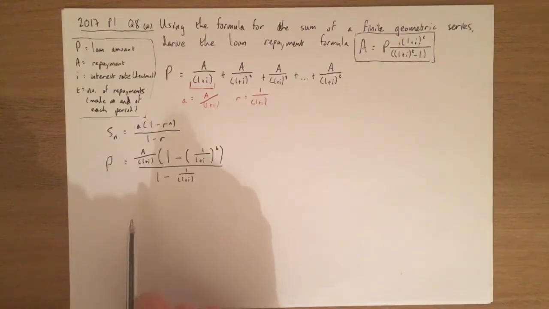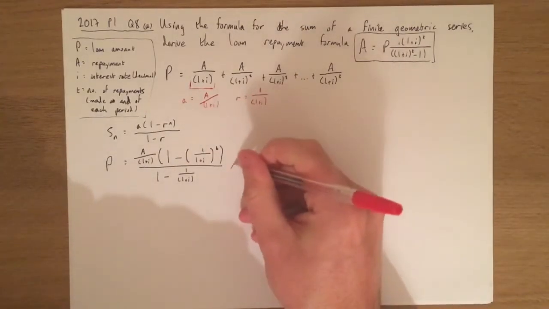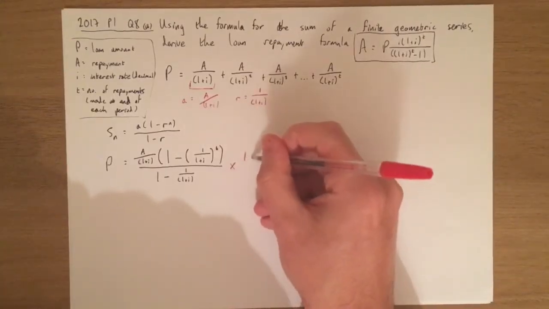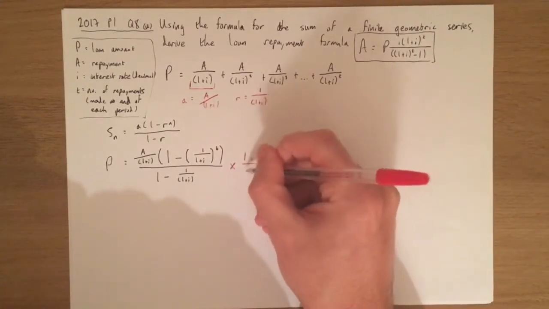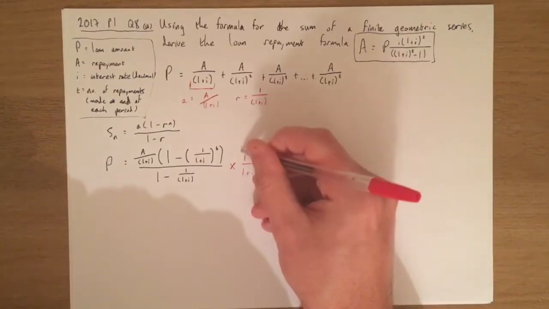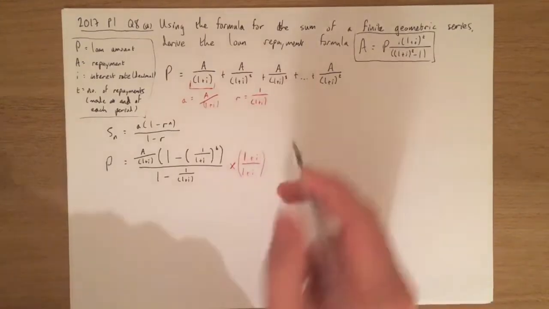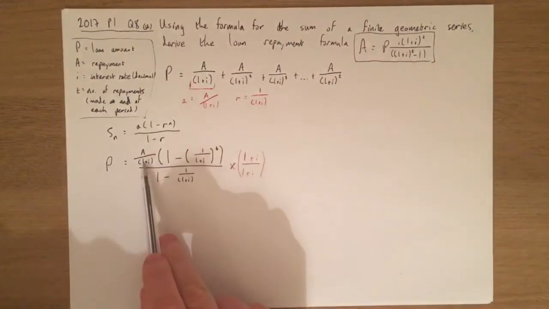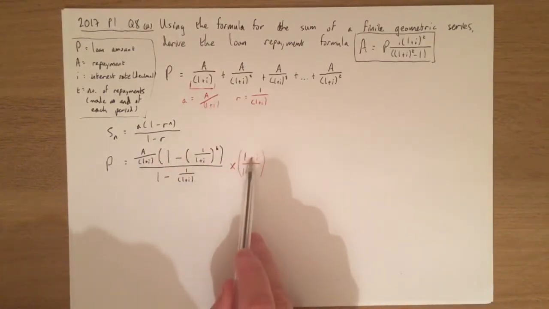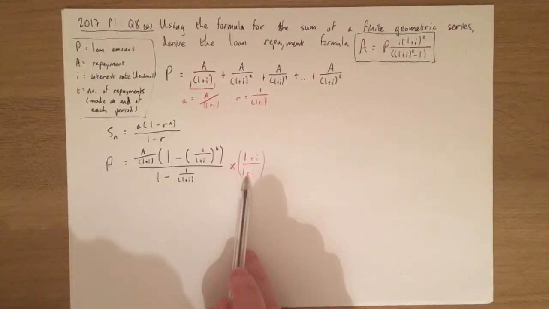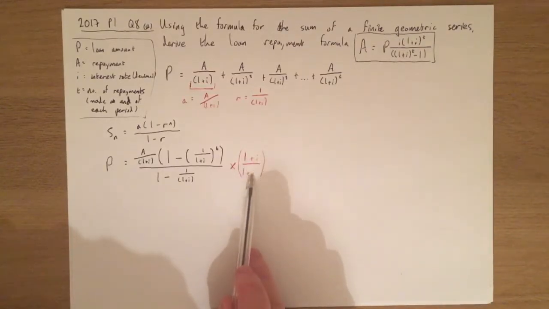And then what I am going to do is multiply the bottom by 1 plus I as well. So I multiply the top by 1 plus I to get rid of this. And then because I multiply the top by 1 plus I, I multiply the bottom by 1 plus I as well.